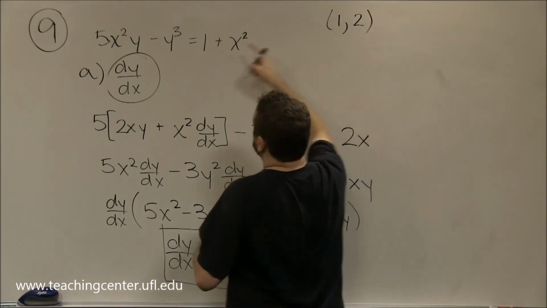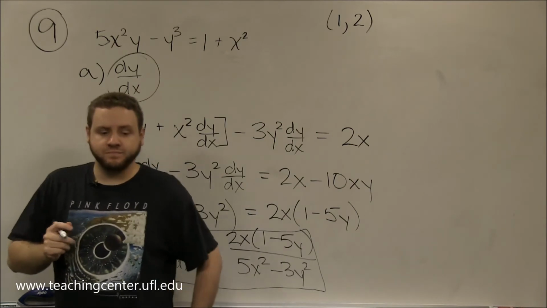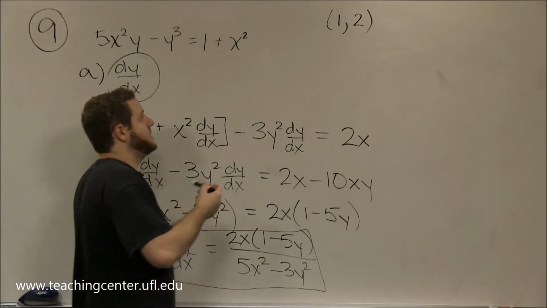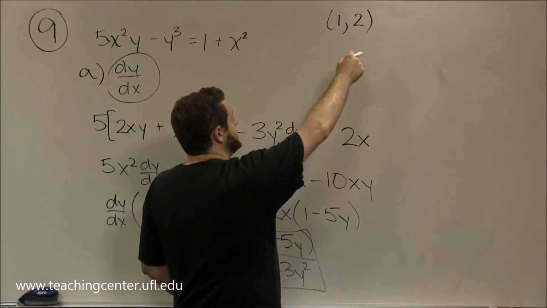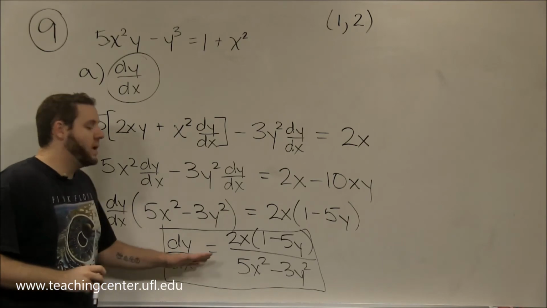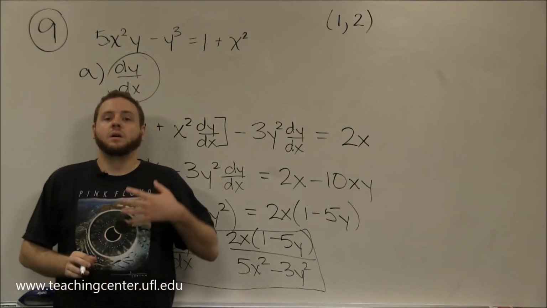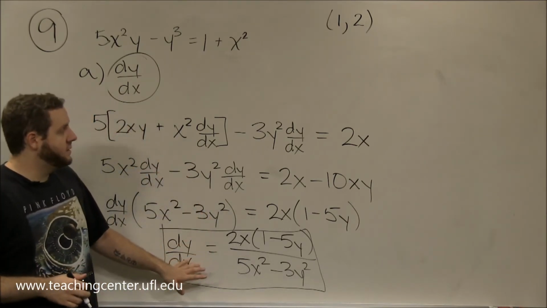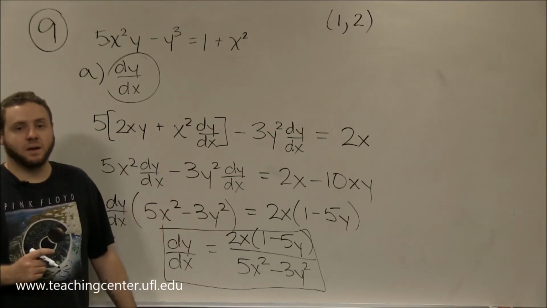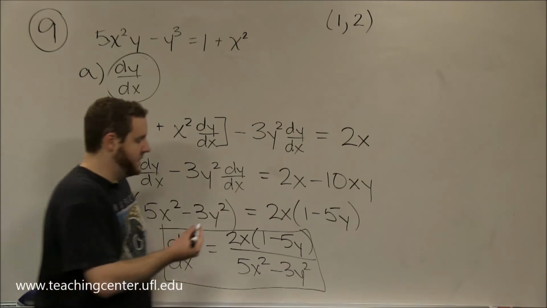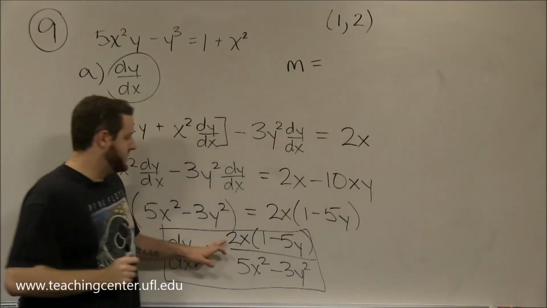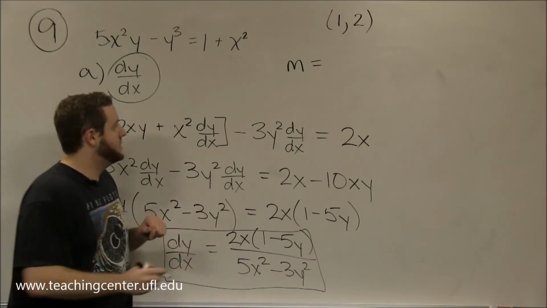So we know that this point 1, 2 is on this graph, and we want to find the equation of the tangent line. To find the equation of the tangent line, all we need is a point and a slope, and we already have a point, so we just need the slope. But this dy dx gives us the slope. So what we need to do is just plug our x and y values into this. This will give us the slope, and then we can create the line. So the slope is, if we plug in 1 for x here and 2 for y. I'm going to do that now.